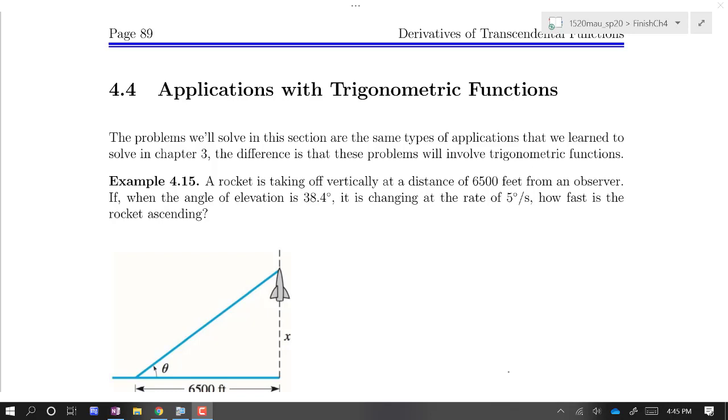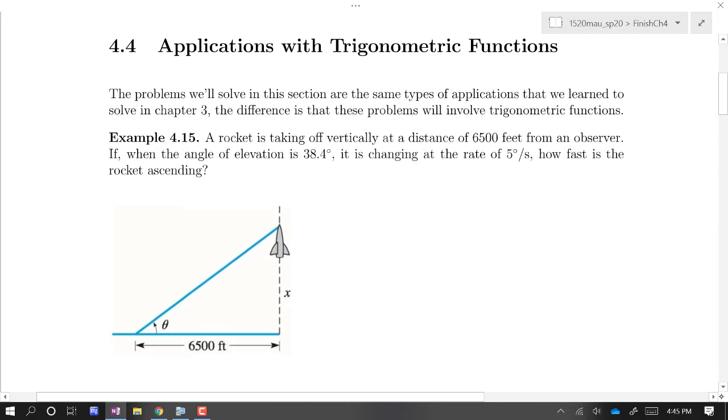In this section, we're going to do some application problems that involve trig functions. The good news is there's no new applications. The types of applications are all the same. They're going to be optimization problems or related rates or maybe curvilinear motion or something. The same types of applications we learned in Chapter 3. They're just going to be scenarios that involve trigonometric functions. So we'll start with a related rates problem.